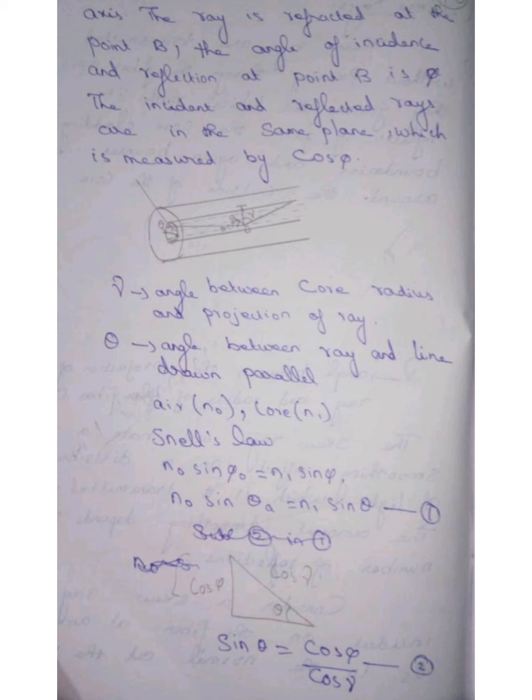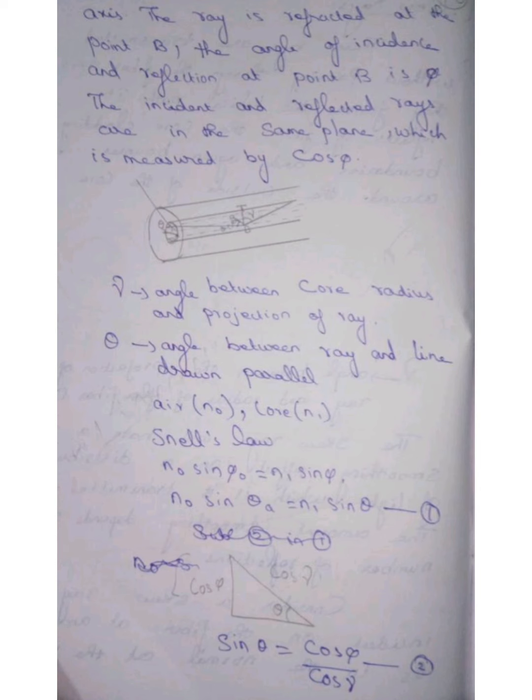Now coming to the derivation part. The center axis is the core axis, correct? Now we are using Snell's law. According to Snell's law, the equation is N0 sin phi naught equals N1 sin phi 1. We have already seen this in the acceptance angle derivation, where the refractive index of the air is N0 and the angle in air outside is phi naught, so we represent it as N0 sin phi naught. Please go through that acceptance angle derivation, then only you can understand this.